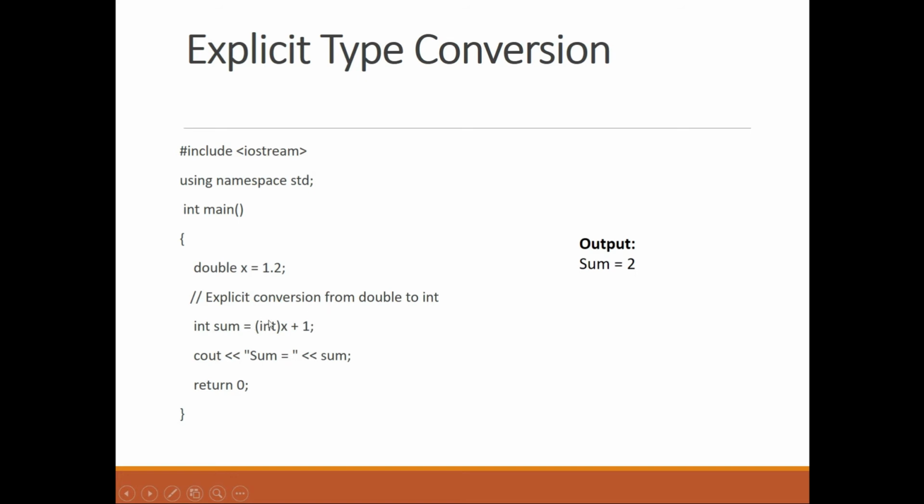So you have to mention, explicitly give some information to the compiler that this should be changed to this. So in this case, your sum value will be equal to 1 plus 1. Since you are telling it to display an integer in the form of integer, 1.2 plus 1 gives you actually 2.2. Since it is stored in integer, it gives you an output of 2. This is explicit type conversion.